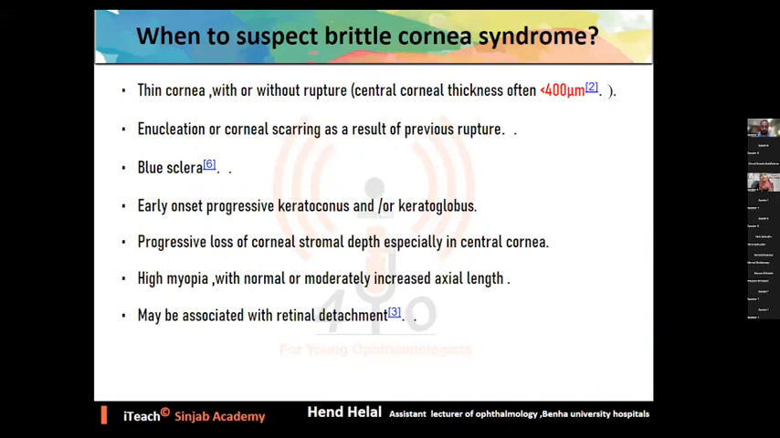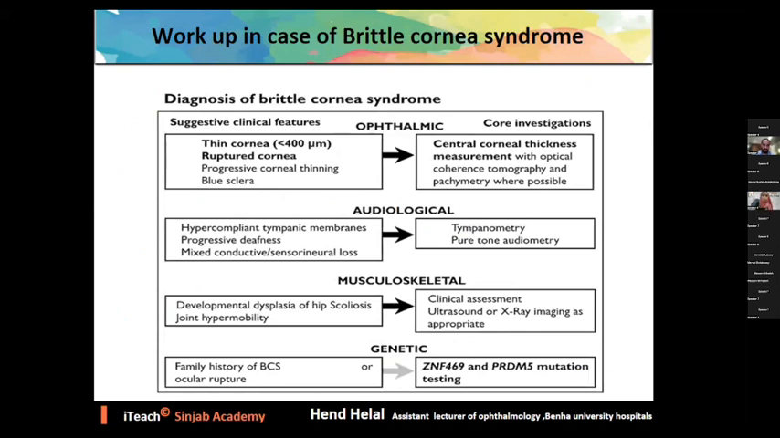From the practical point of view, we can clinically suspect that the case has brittle cornea syndrome if the patient has any of the following. Thin cornea, especially if the central corneal thickness is less than 400 microns, with or without rupture. History of corneal scarring as a result of previous rupture, especially after minor trauma. Bilateral bluish sclera. Early onset progressive keratoconus as early as the age of 2 years old and/or keratoglobus. And don't forget to look at the retina, as these patients may be associated with retinal detachment.